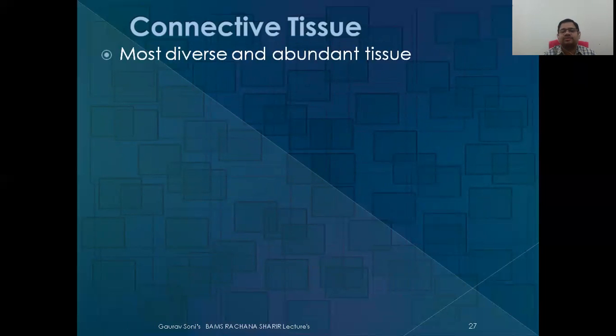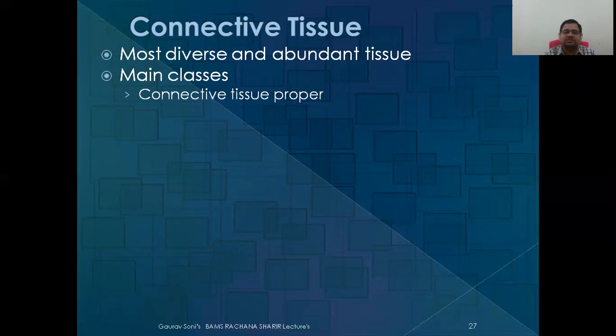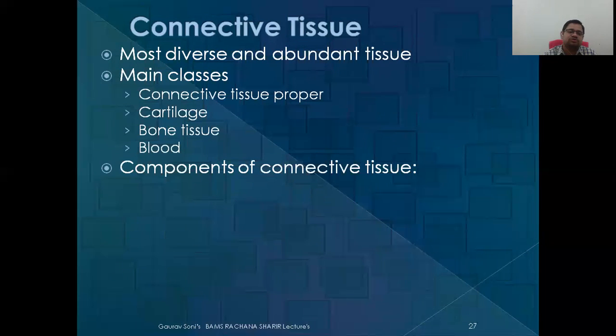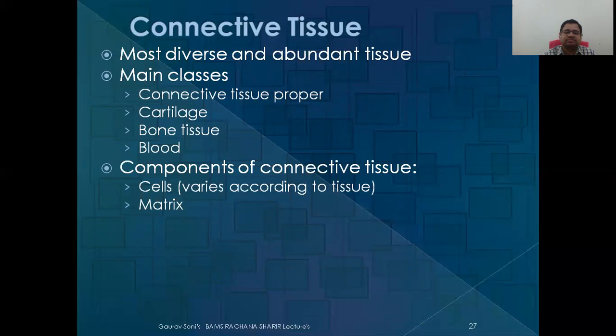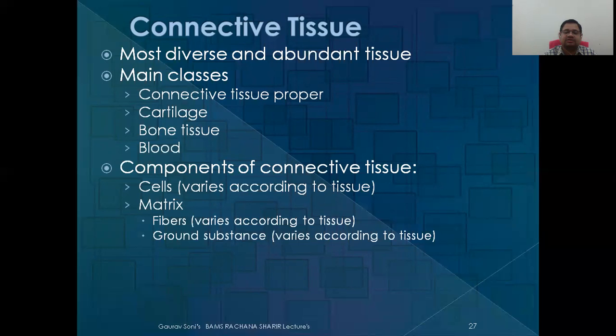Now coming to the second part of this lecture, that is connective tissue. This is the most diverse and abundant tissue. Main classes: connective tissue proper, cartilage, bone tissue, blood. Components are cells and matrix. Matrix contains fibers and ground substance. Ground substance is more important because it gives a specific character to each of them.